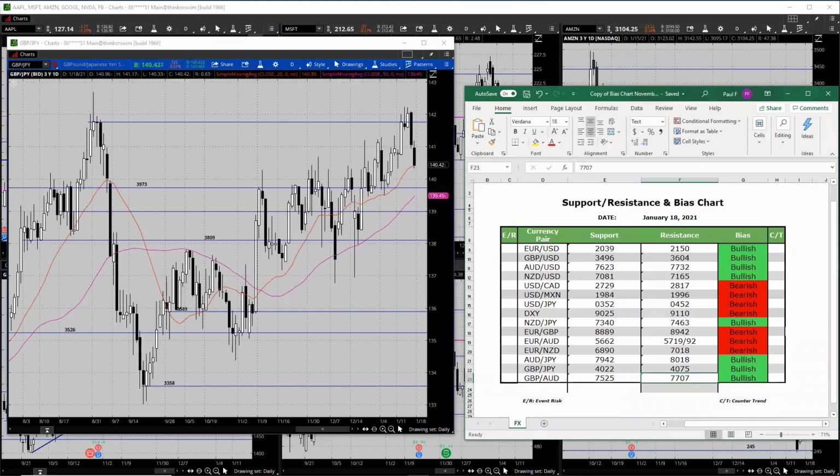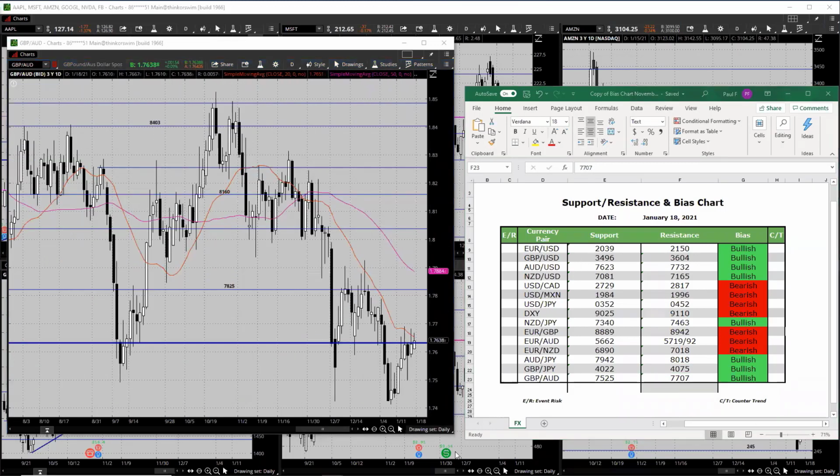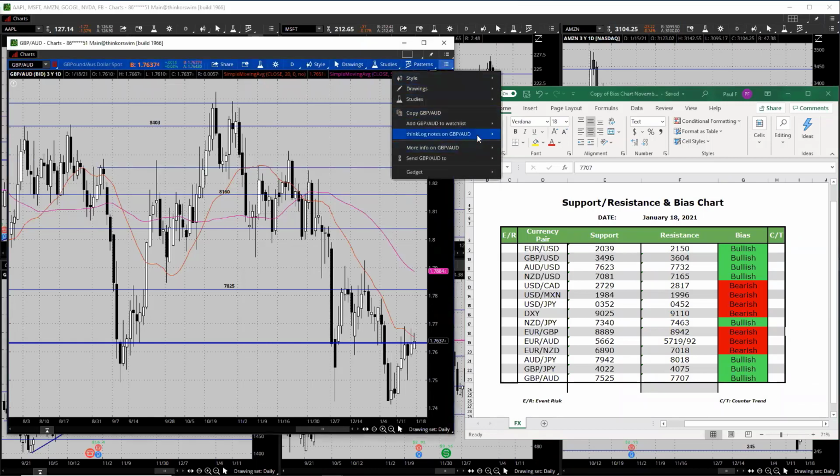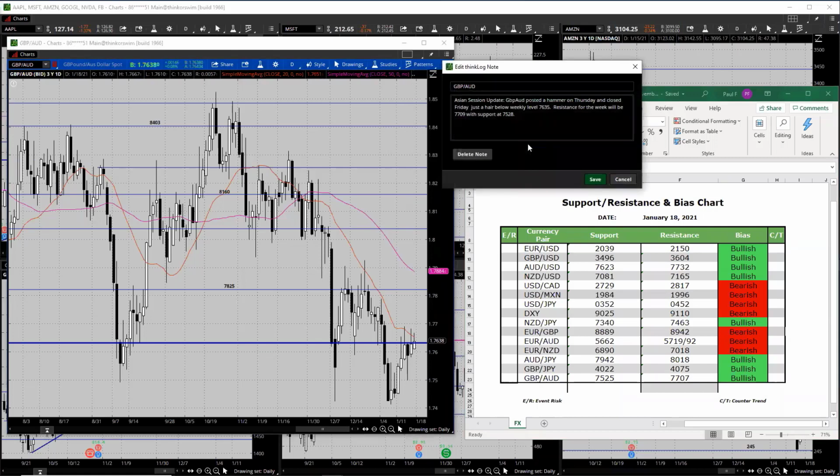And lastly, with the sterling odd, the sterling odd posted a hammer on Thursday and closed Friday just a hair below weekly level of 76.35. Resistance for the week will be 77.09 with support at 75.28.